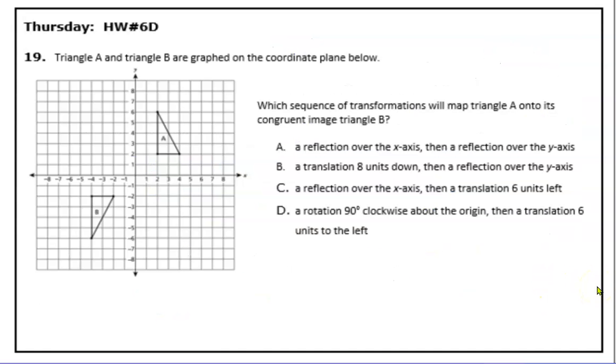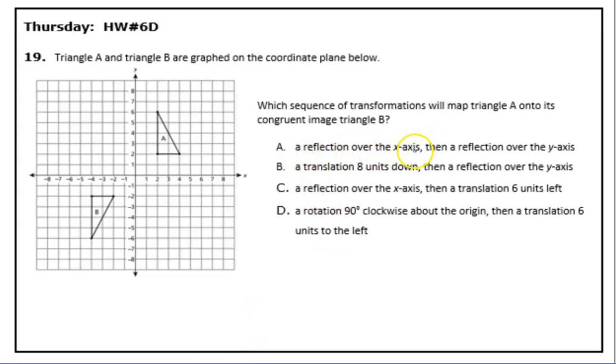Let's take a look at the last question. Triangle A and triangle B are graphed on the coordinate plane below. Which sequence of transformations, remember a sequence is more than one, which sequence of transformations will map triangle A onto its congruent image triangle B? So triangle A is this red image, and we want to get it over here to triangle B, which is this blue image. So let's take a look.